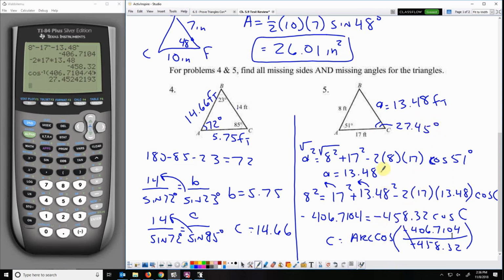Okay, now finding the third angle should be nice and easy. I'll subtract those two from 180. So 180 minus 51 minus, and I'm just going to input this answer. So second negative puts in the last answer. And that leaves me with 101.55 degrees. And I now have all 3 side lengths and all 3 angle measures.